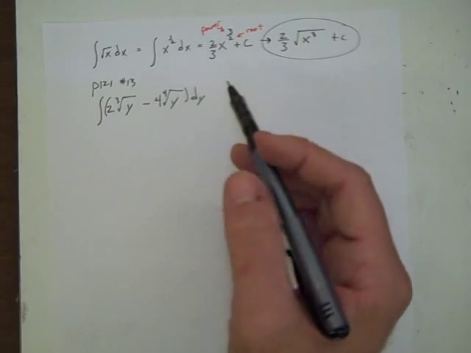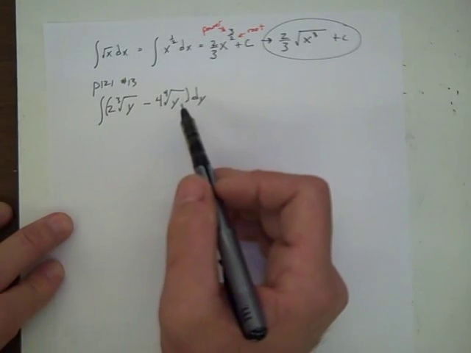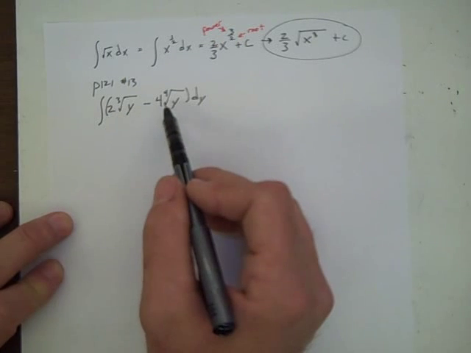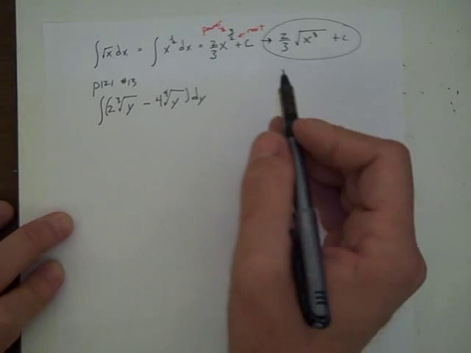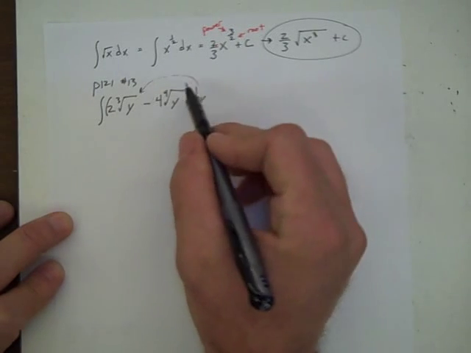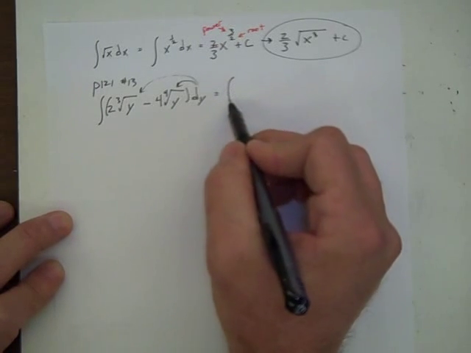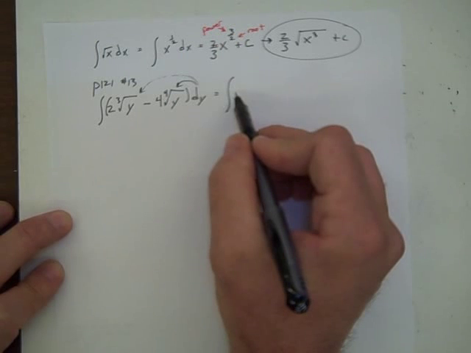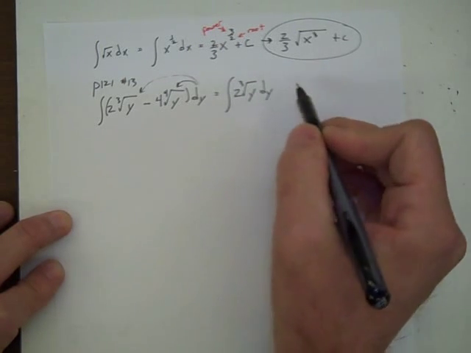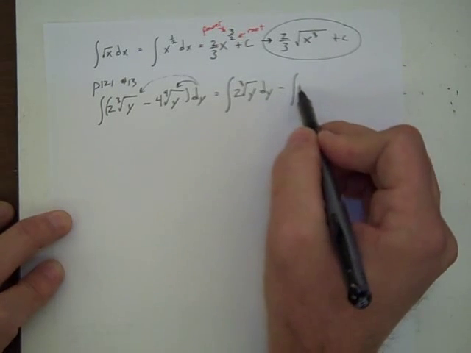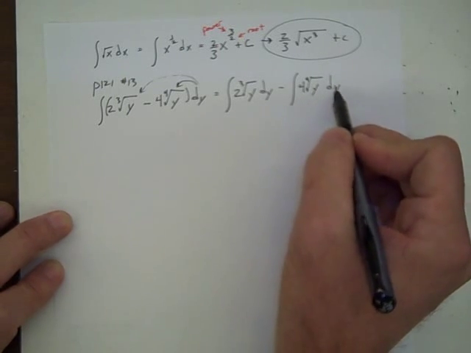What I want to do is separate this into 2 separate integrals as we've done before. We have several terms, in this case 2, separated by plus or minus. We can distribute this dy in a sense and write this as 2 separate integrals. So we'd get the integral of 2 times the cube root of y dy minus the integral of 4 times the 4th root of y dy.